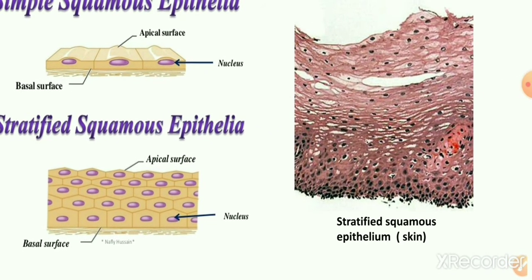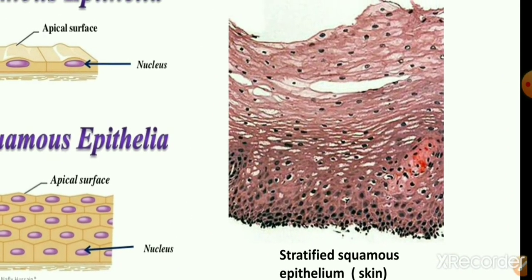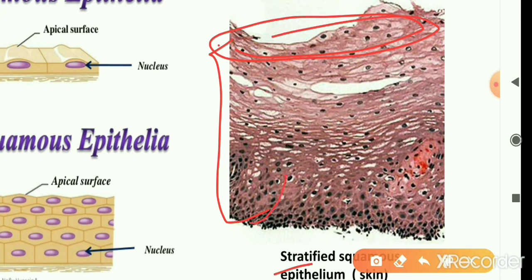So here this is the structure of the epithelium that makes your skin. Your skin is made of stratified squamous epithelium, which is multi-layered. From the outer surface the cells keep on getting removed, and from the lower surface new cells are added.